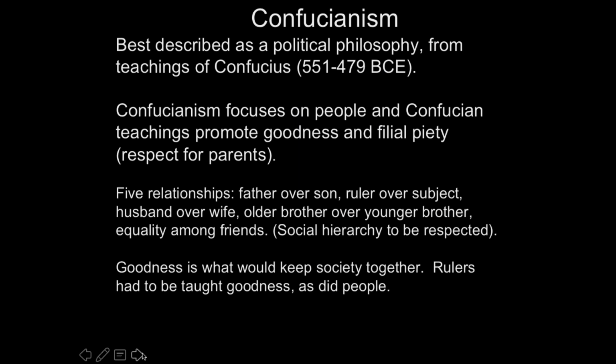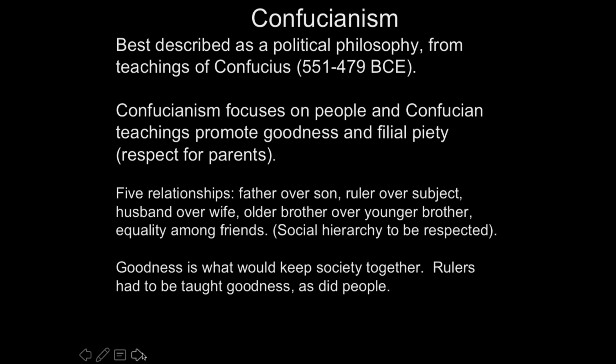Now, Confucianism is a political philosophy, and this comes from the teachings of Confucius. Again, he lived during that Warring States period, and he was trying to get someone to listen to him and his political ideas in order to try to bring peace and promote harmony in that time period where it was warring states. Confucianism focuses on people. So if you're trying to remember that Taoism is nature, Confucianism focuses on people.